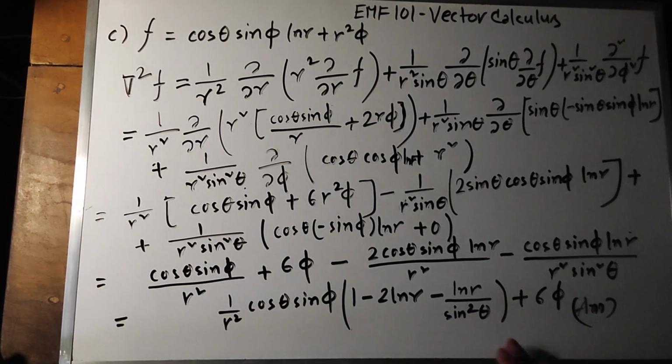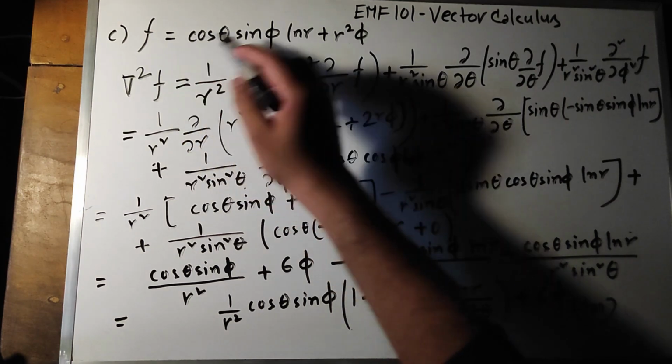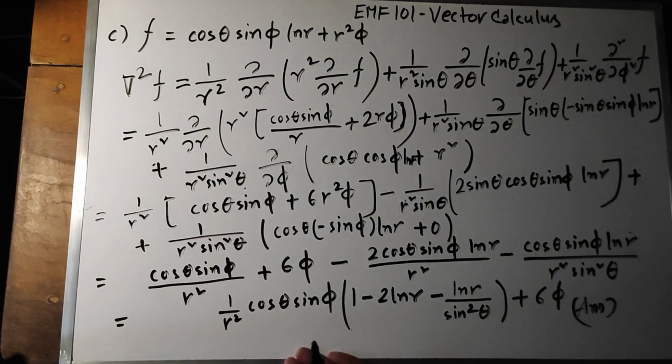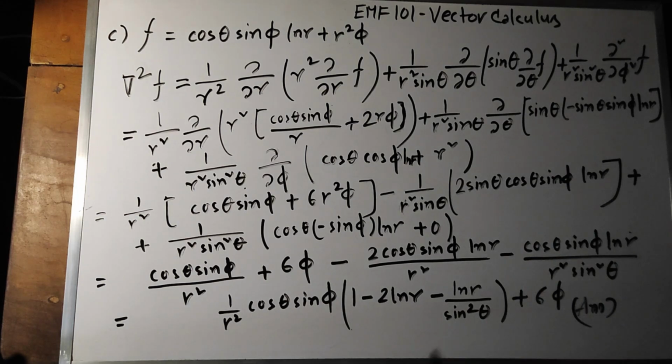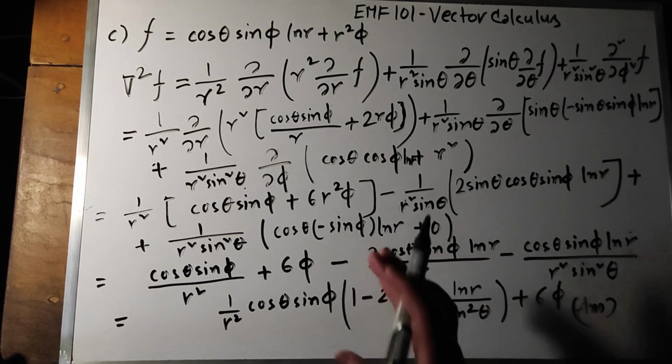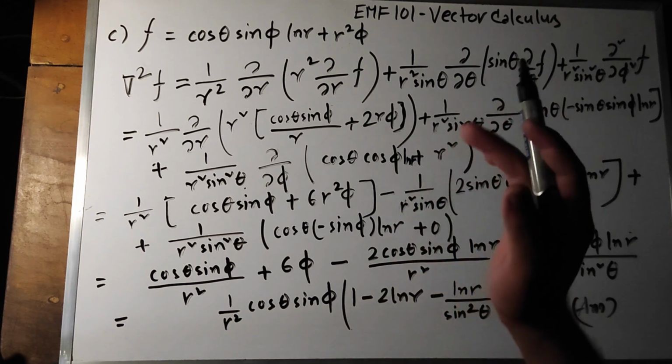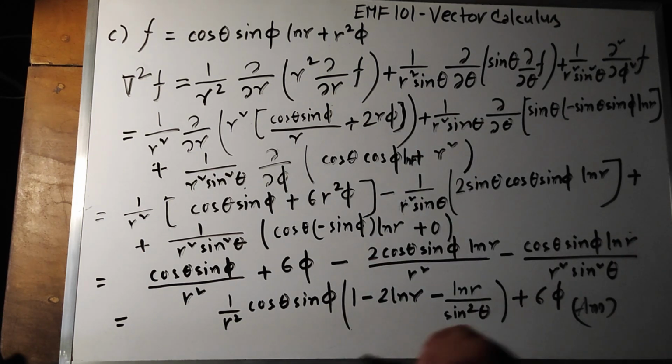So this is the Laplacian of the scalar field f, which is in spherical coordinate system. So that's it. I hope you have understood my explanation of the Laplacian operation and the problem solving part. I hope you have understood the calculations.